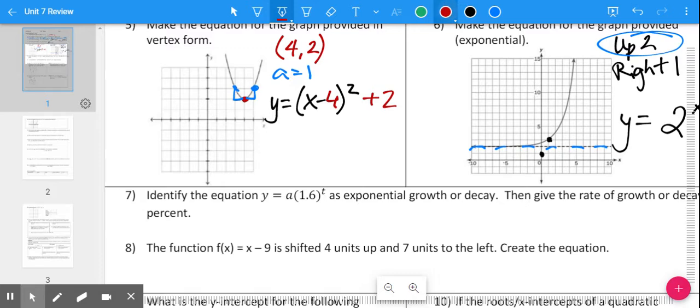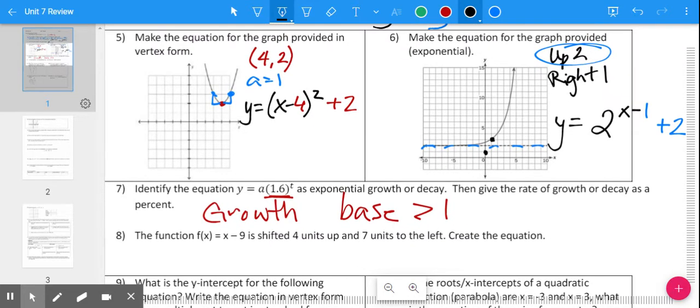So growth or decay, this one is actually growth because the base is greater than 1. So the rate of change on this one, remember that 1 is always there just straight from the formula. So in this one, the rate of growth is indicated by that 0.6, which as a percent is 60%. So it's growing by 60%.